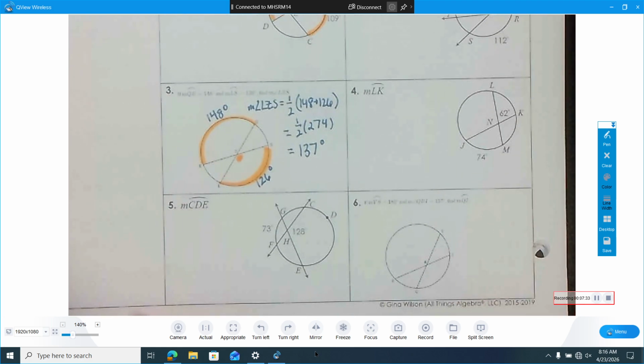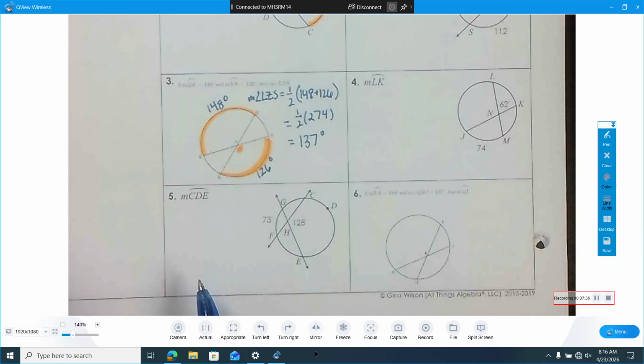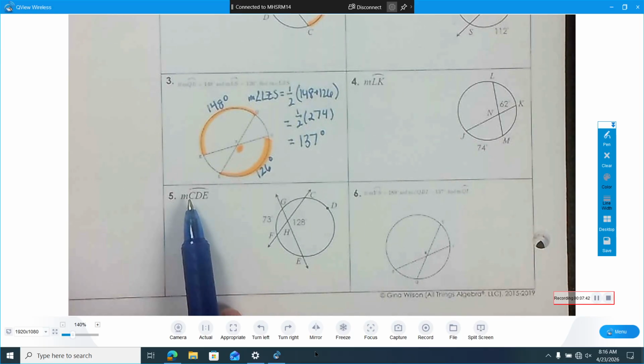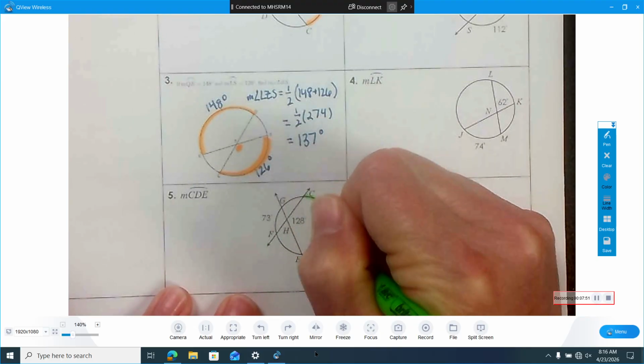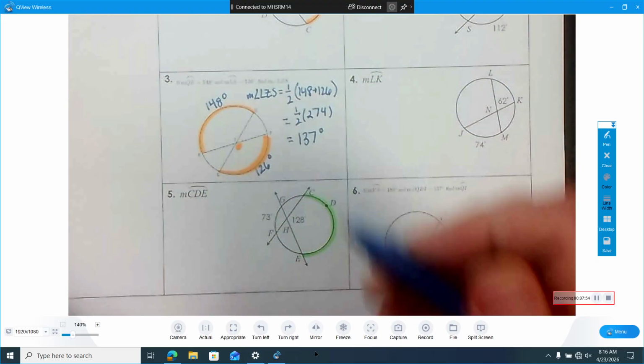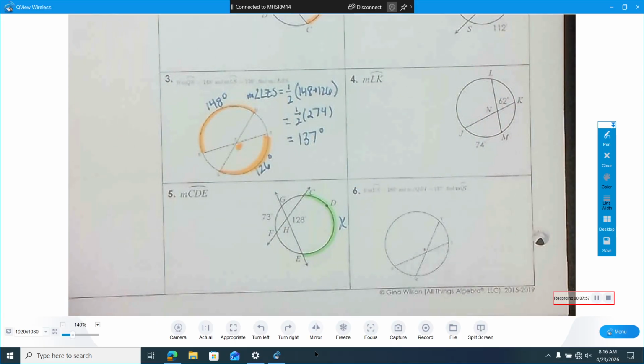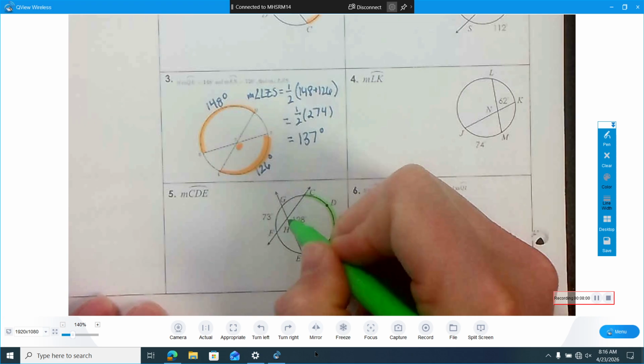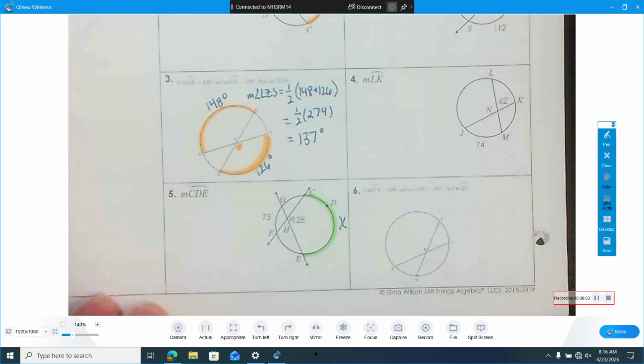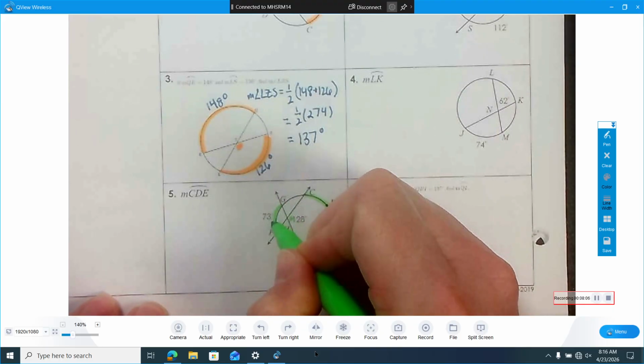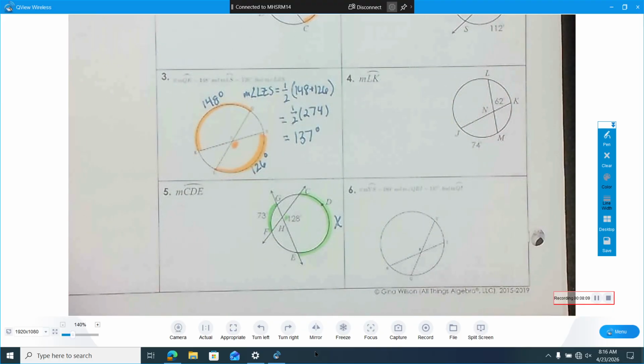Let's look at number 5. This one's different. It's asking you to find the measure of the arc. So it wants to know the measure of arc CDE. CDE is this whole arc. That's what we're trying to find. I'm just going to give it an X. And then you'll notice we have this 128 degree angle. And we have this opposite arc from the other side of that vertical angle. So how are we going to go about setting this one up?